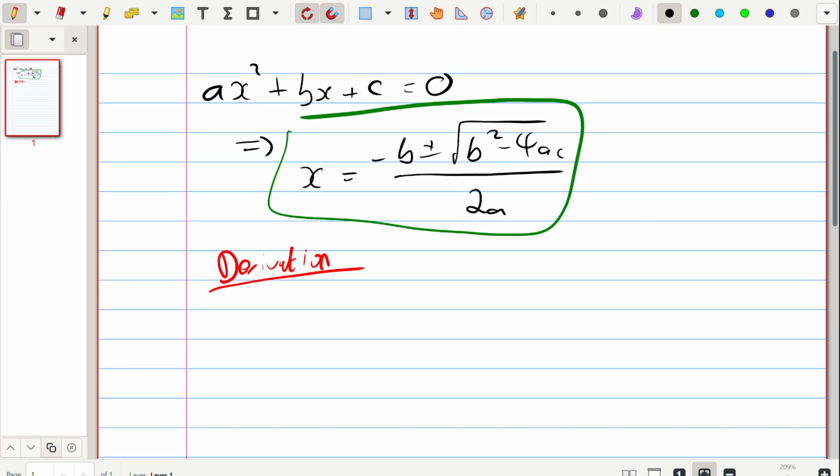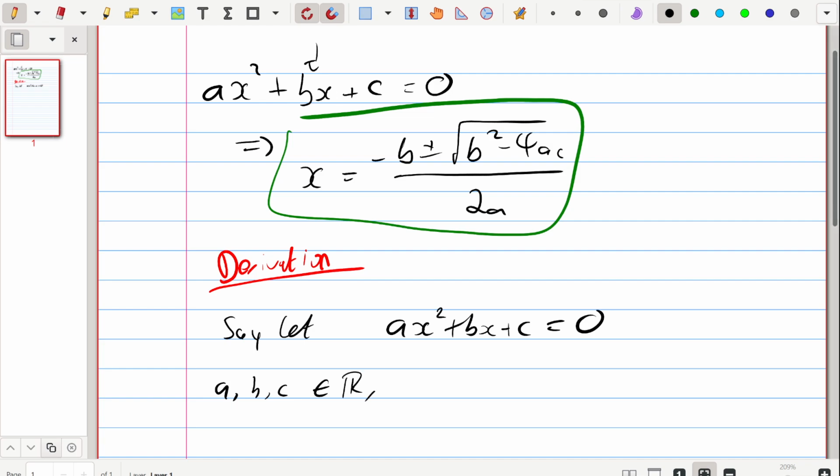So firstly, we'll start with the generic quadratic equation that I have up the top here. So we're going to say let ax squared plus bx plus c equal to 0 for some a, b, and c in the real numbers, provided that a is non-zero.